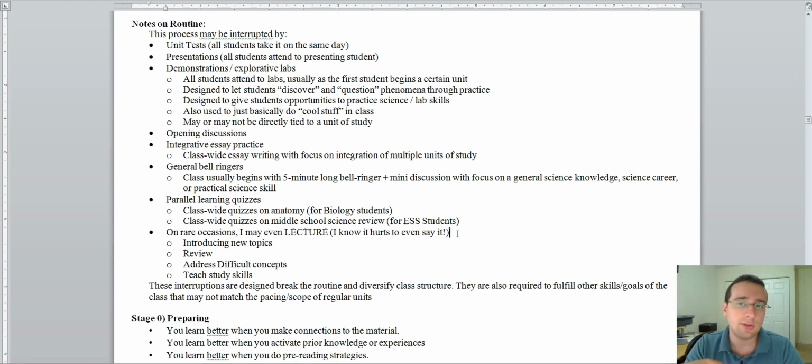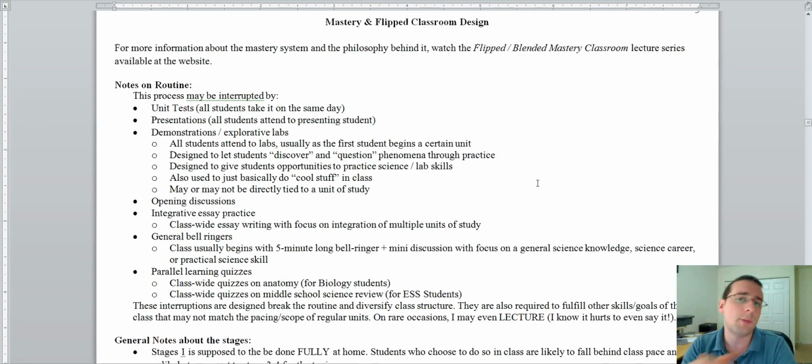And throughout the year, we actually compile a study skills book where the kids keep track of all the ways to learn they've learned, so that they can learn to use those ways as they see fit to become better students. Look for opportunities to break the routine as much as possible if you're a teacher, and if you're a student, look forward to those opportunities because it will diversify the classroom experience.